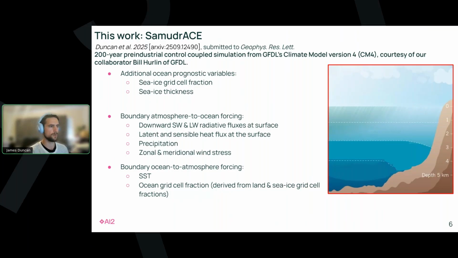So it will know the 5-day mean state of ACE's 6-hour surface conditions. And then from the ocean to the atmosphere, we pass SST and the ocean grid cell fraction. And these are both important for determining where exactly on the surface of the Earth ACE will predict the temperature versus where it will just take the predicted sea surface temperature that comes from Samudra.